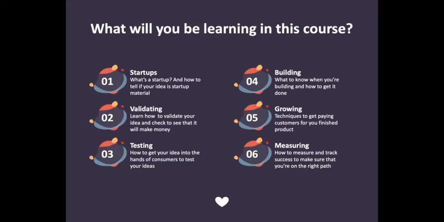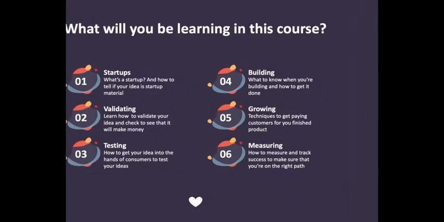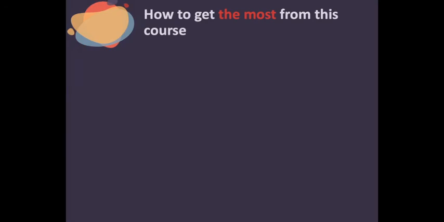The last thing we're going to do is talk about measuring. You can't improve what you don't measure, but it's also really easy to get overwhelmed with all the different information and tracking tools and figuring out what you should track. So in that particular module, we're going to be learning about how to create a measurement plan and how to figure out what you should actually be tracking to ensure your success.